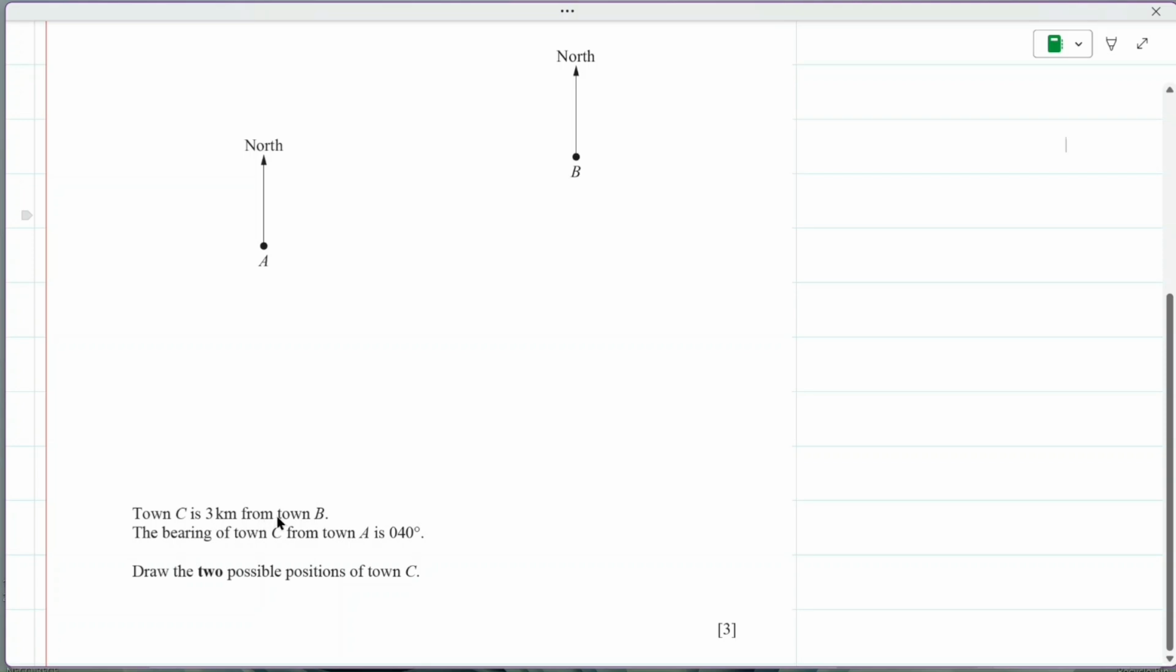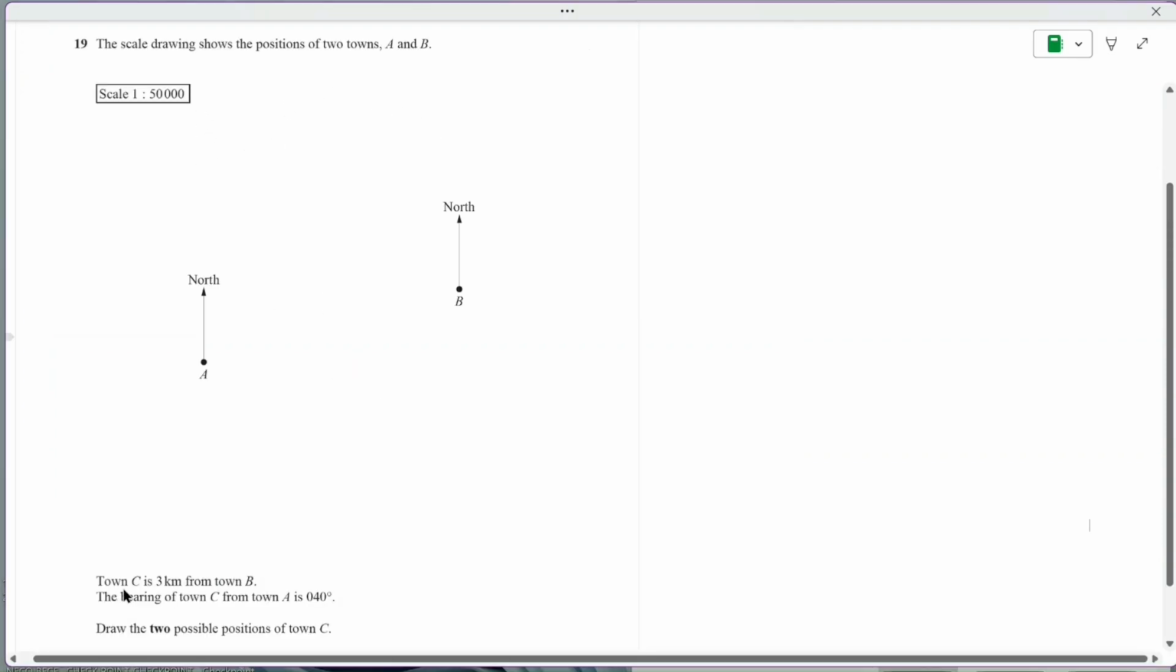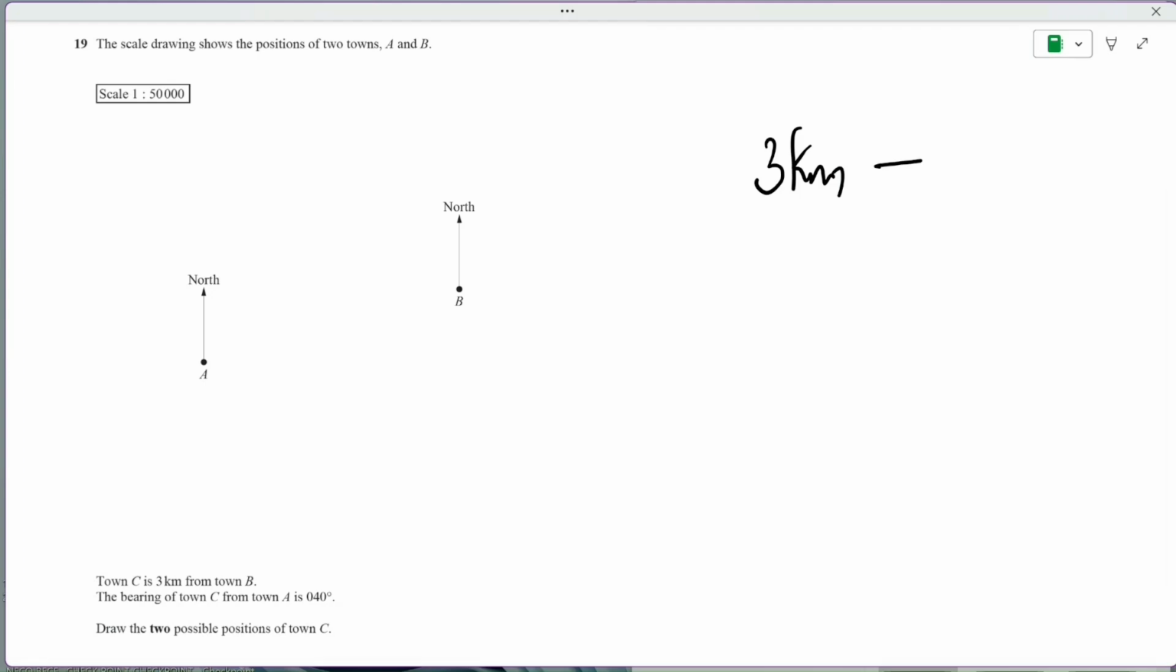If town C is 3 kilometers from town B, we have to convert 3 kilometers to centimeters. Then from centimeters, we now scale it using our scale of 1 to 50,000. Note that the 3 kilometers is the actual land measurement. That's the 3 kilometers distance from town C to B is the actual land measurement. And we need to convert it to paper measurement. To convert it to measurement of paper, as just said, we need to convert it from kilometers to centimeters first.